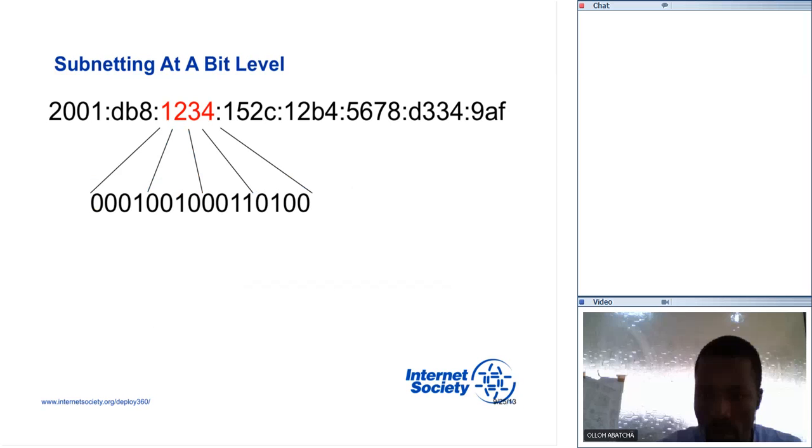Now, you can start to get into subnetting this down at a bit level. So again, if we think about that 3rd block of hex digits, each one of those digits actually represents 4 individual bits. And I've shown here what 1, 2, 3, 4 would actually be, but you've got this idea that each of those hex digits is made up of individual bits.